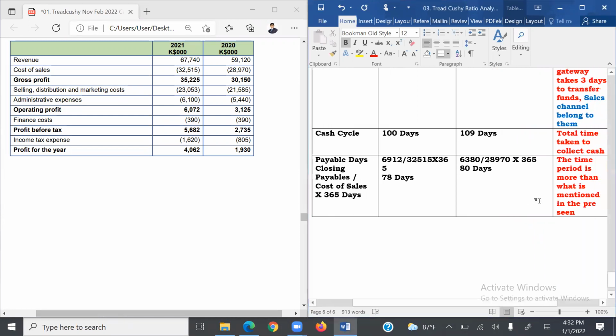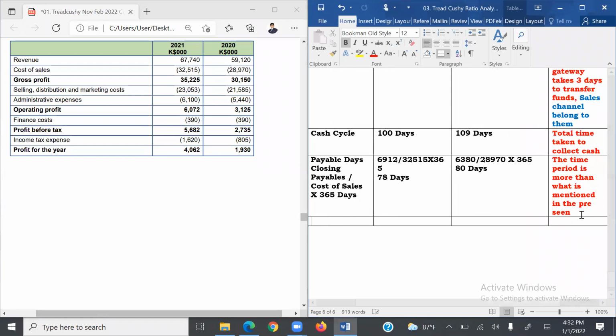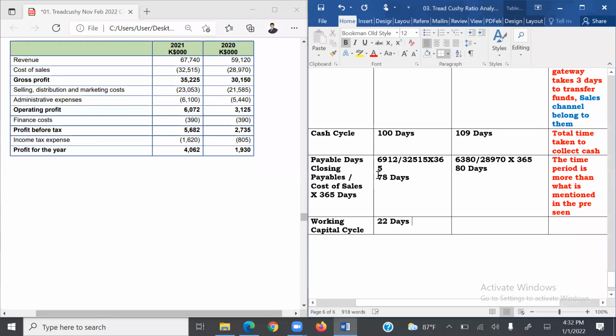So students, the next thing I wanted to make sure is that we need to do something called the working capital cycle. Here it's 22 days. That means for 22 days you are out of cash. You get the point, because cash cycle, or inventory days plus receivable days minus payable days, gives you the working capital. So 22 days you don't have money. And here, students, it's effectively 29 days you do not have money.